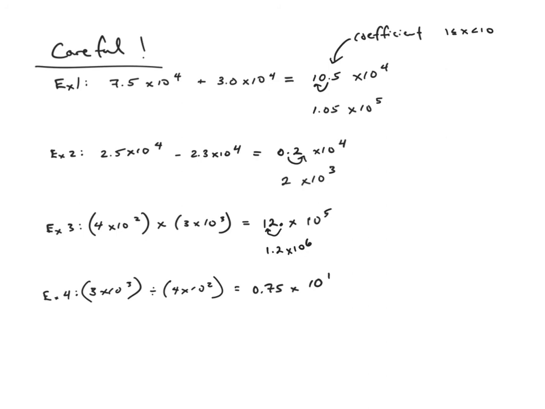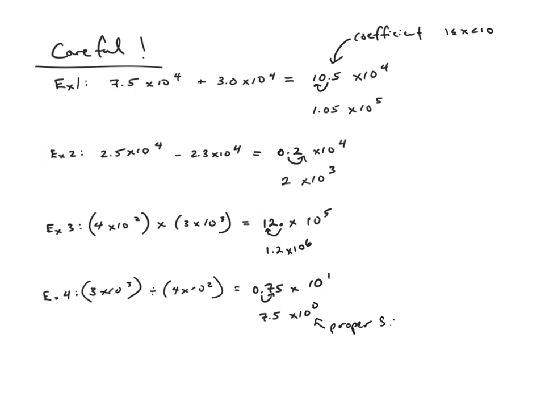Okay, my coefficient here is in an improper format, so I need to adjust it. I'm going to move that to the right one time, and my new coefficient is 7.5 times 10. Okay, since it's moved to the right one time, we're going to subtract 1, so it becomes times 10 to the 0. And yes, this is still proper scientific notation.